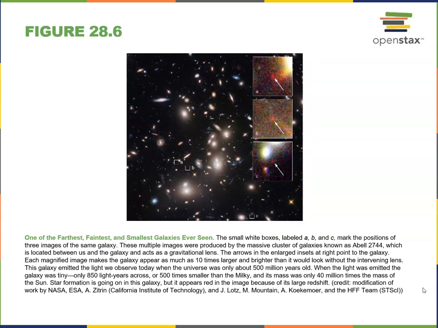So the galaxy we see here emitted the light that we observe today when the universe was only about 500 million years old. When this light was emitted, the galaxy was tiny, only 850 light years across. That is 500 times smaller than the Milky Way. And its mass is only 40 million times the mass of the Sun. Star formation is going on in this galaxy that we are observing.